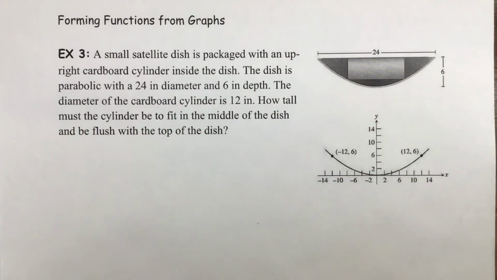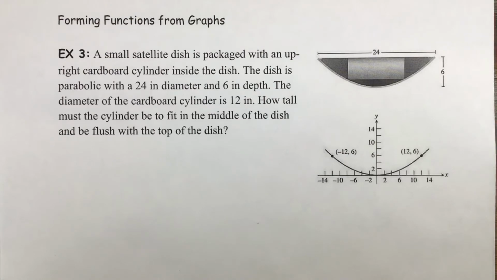Example 3. This might be the most confusing one that we look at. The reason is the description might not be perfect for the diagram that we have. But I'm going to do my best to explain what we're looking at. A small satellite dish is packed with an upright cardboard cylinder inside the dish. The dish is parabolic with 24-inch diameter and 6-inch depth. The diameter of the cardboard cylinder is 12 inches. How tall must the cylinder be to fit in the middle of the dish and be flush with the top of the dish?